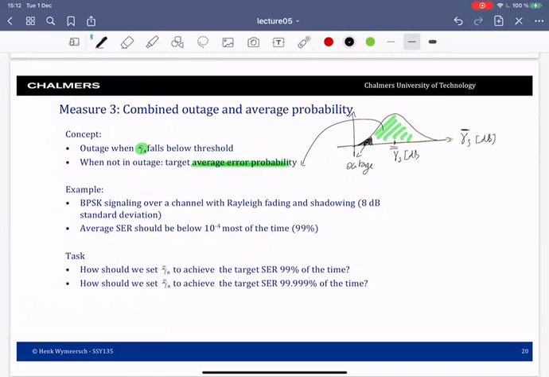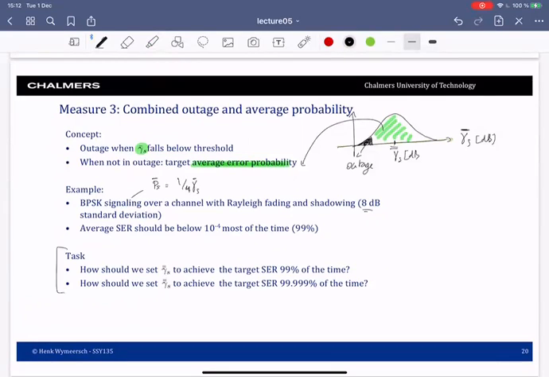So to make this more clear, let's look at an example. Suppose you want to do BPSK over the Rayleigh fading channel. So remember that for BPSK, the error probability is 1/(4 gamma bar), right? You have shadowing with 8 dB standard deviation, and you want to have an average error probability below 10 to the minus 4 most of the time. So 99% of the time, you want to have this. So you want to have an average symbol error rate below 10 to the minus 4.